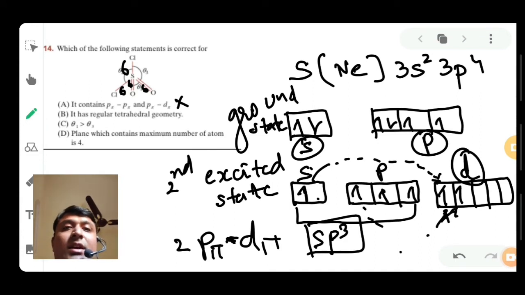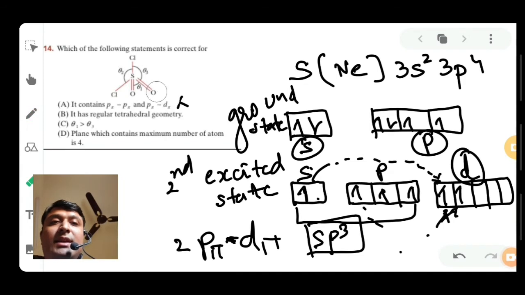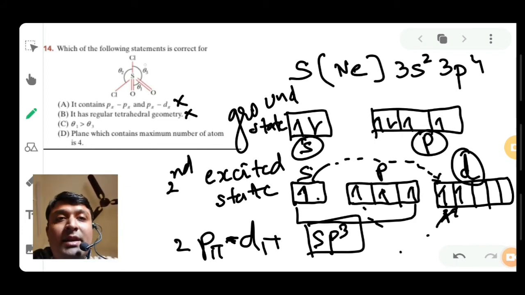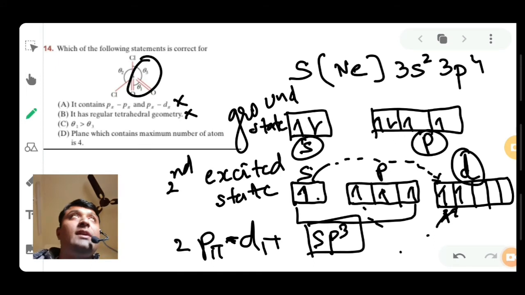Second, it has regular tetrahedral geometry. It is given to us that it has regular tetrahedral geometry. It is a tetrahedral geometry, but it is not regular tetrahedral geometry. It is asymmetric tetrahedral geometry, because for regular tetrahedral geometry the bond angle must be the same between all the atoms, and here as you can see that the sulfur and chlorine are linked with single covalent bond, and sulfur and oxygen are linked with double covalent bond. So here the bond angle is a bit different between theta 1 and theta 3. Okay, so second option is again incorrect.